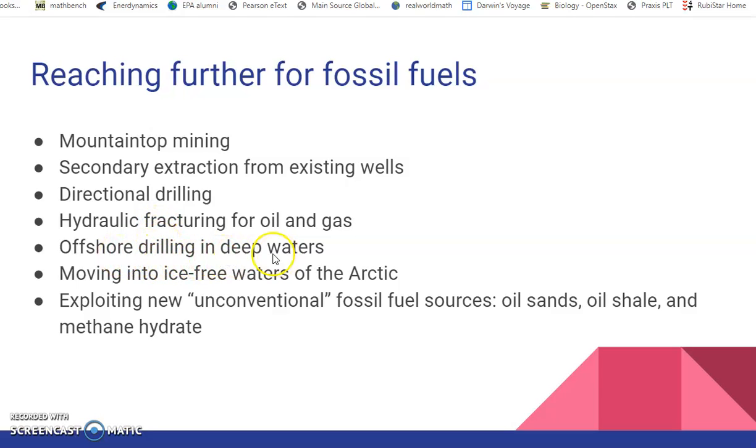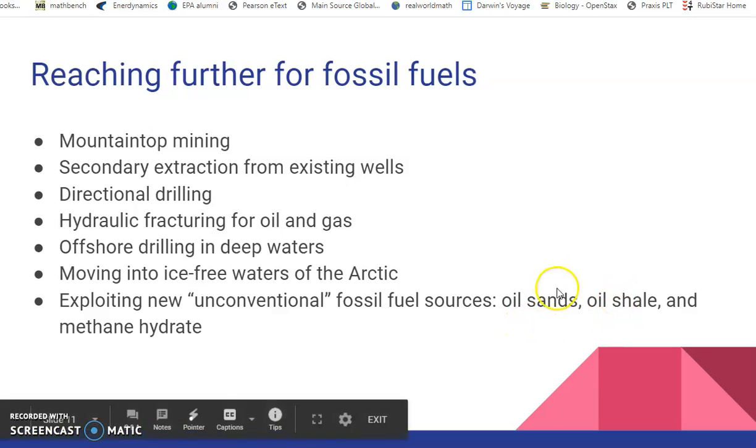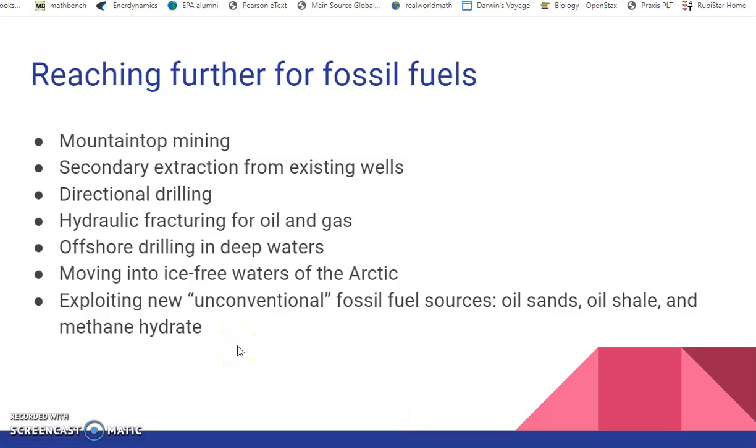Offshore drilling is moving into deeper and deeper waters. And then here's another consequence of global warming. As the Arctic becomes more ice-free, drilling is moving into various parts of the Arctic as well. And then we're exploiting things like oil sands and oil shale, which is what's happening in Canada and a lot of their oil production. And then this is really just theoretical so far, how to use methane hydrates to get natural gas.